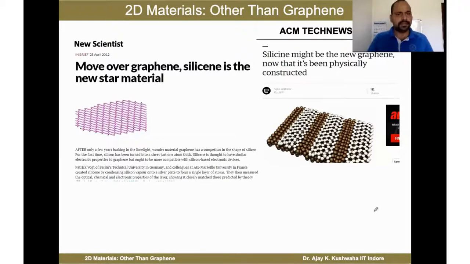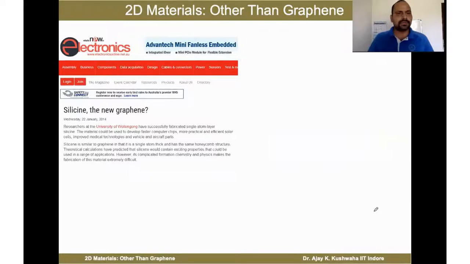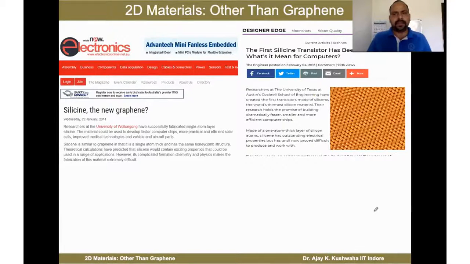I will share a few more. The next one is from April 2012. New Scientist says, moreover, graphene, silicene is the new star material. Another news item, electronics, said silicene, the new graphene? They are asking whether we can expect similar properties as in graphene, or whether silicene can replace graphene. This news was published in 2014. Another one: the first silicene transistor has been fabricated. What does it mean for the computer? This again got the highlight: if we prepare a silicon based transistor, similarly we can prepare a silicene based transistor, and it may give better performance in terms of data storage, data transfer, or applications related to computers.